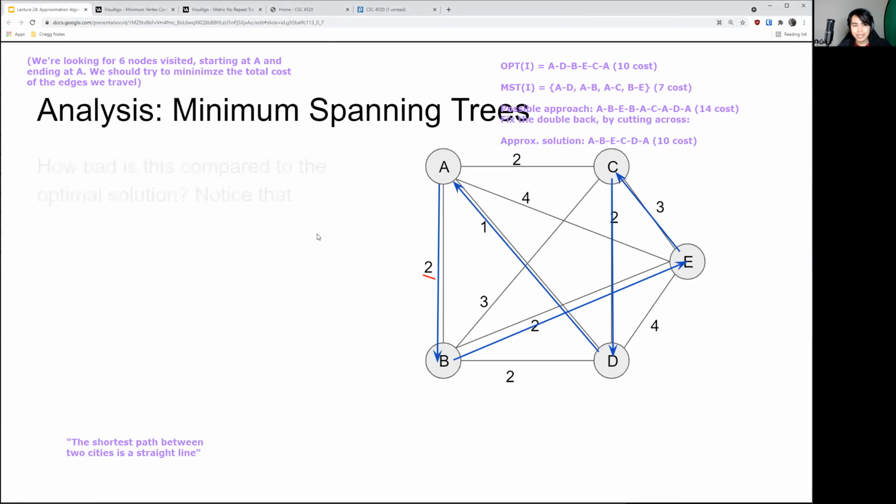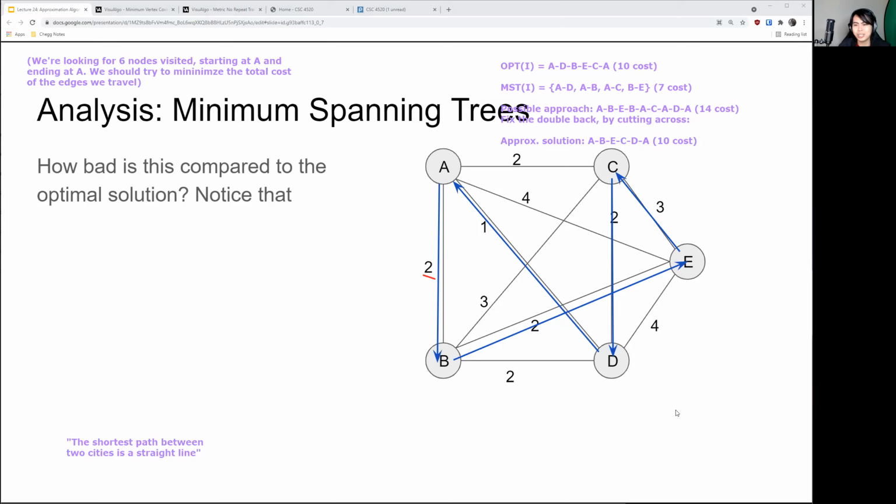Okay, lastly, let's just think about how this compares to the optimal solution. Now, this example here was really good, right? We happened to have the best solution coming out of this, and that was lucky. I picked a graph that happened to illustrate this point. But in general, we're not actually going to be that lucky.